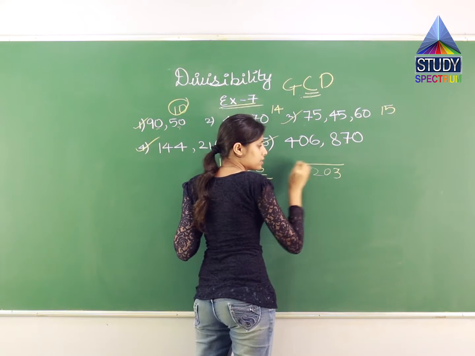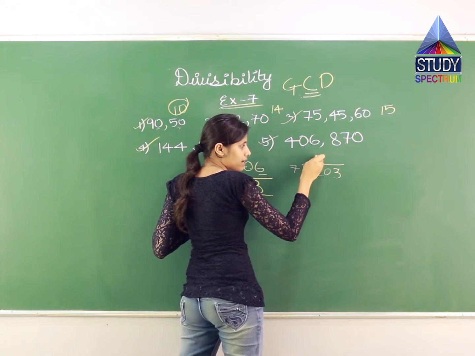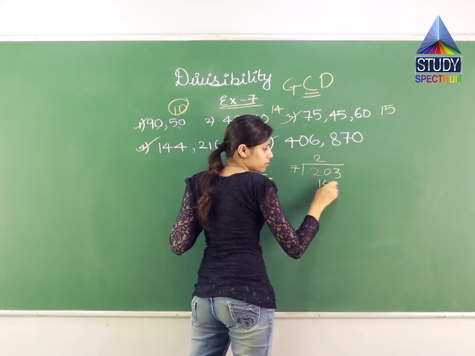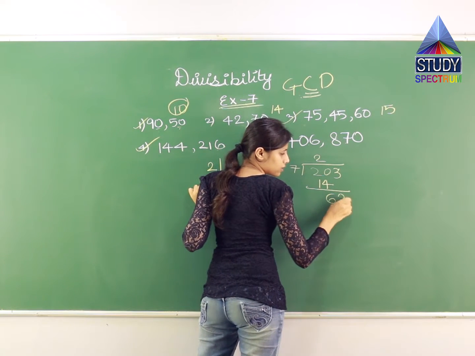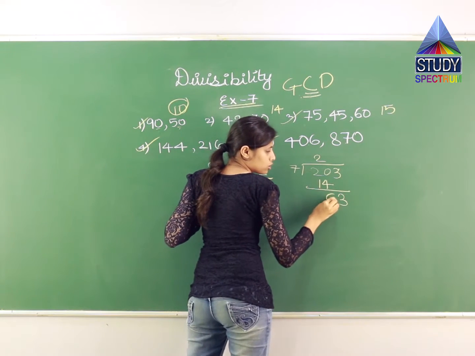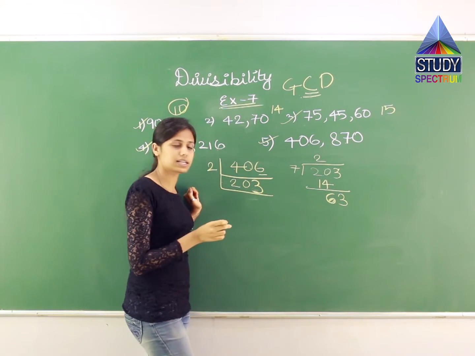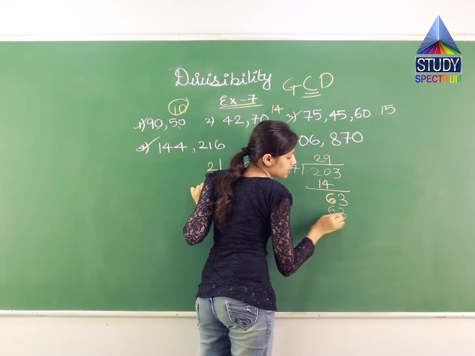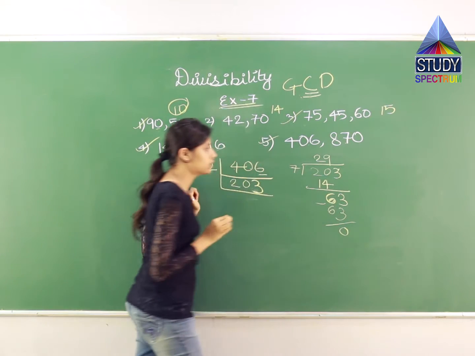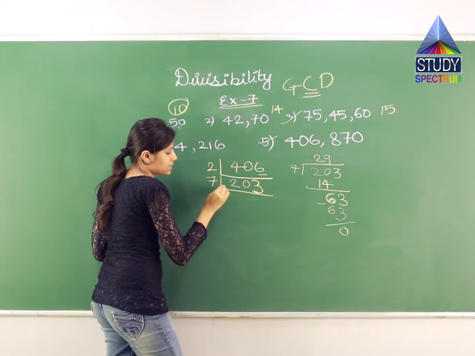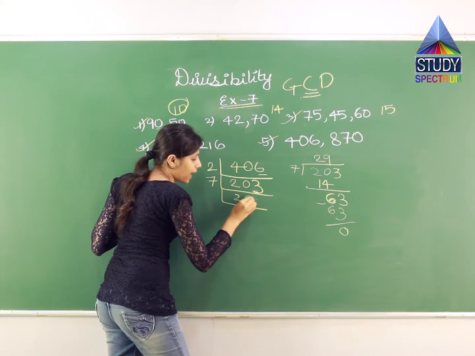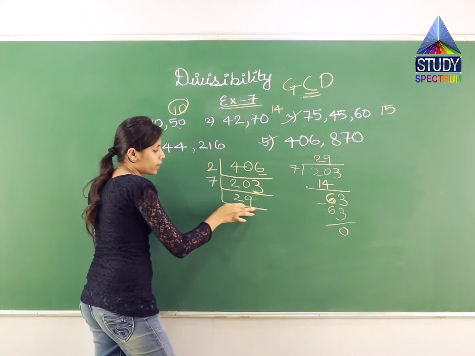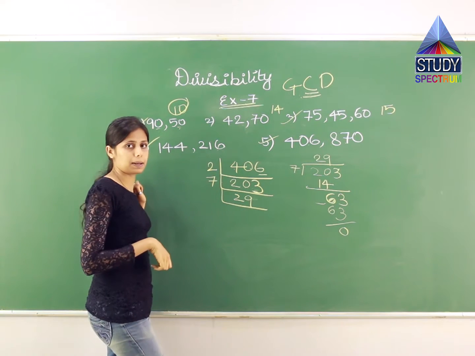203, 7. 7 1s are 7. 7 2s are 14. 63. Right? 7 9s are 63. So 7 9s are 63. Yes, it is possible. So I'll say that it is divisible by 7 and I got the answer as 29. Now again 29. 29 किसके टेबल में आता है?